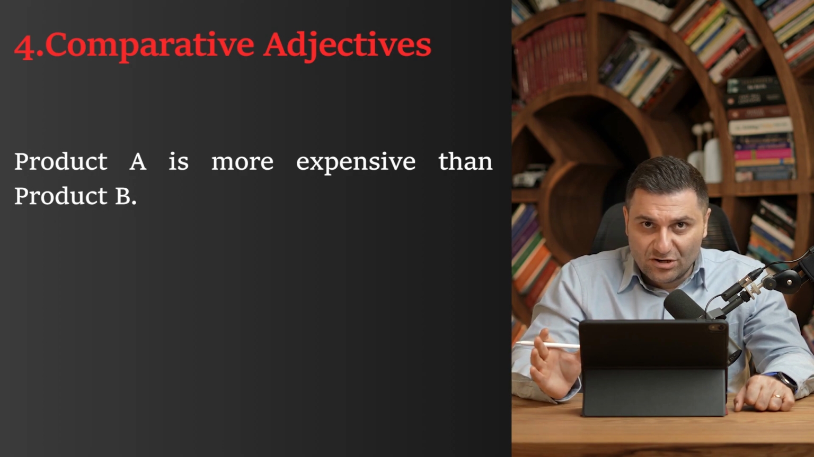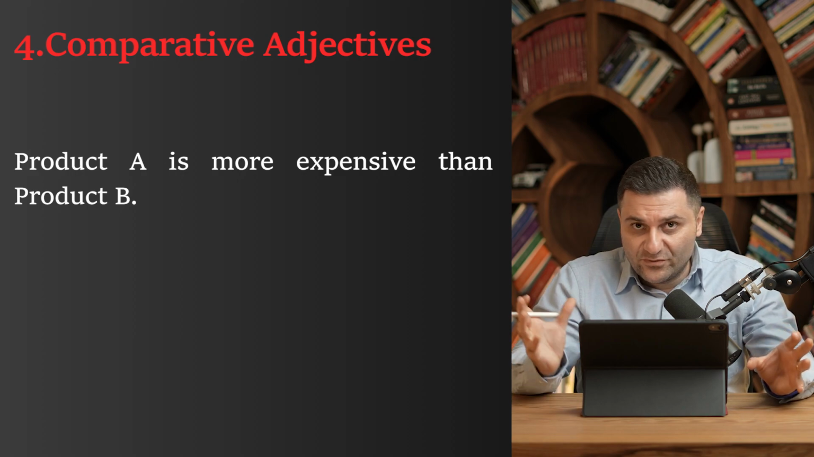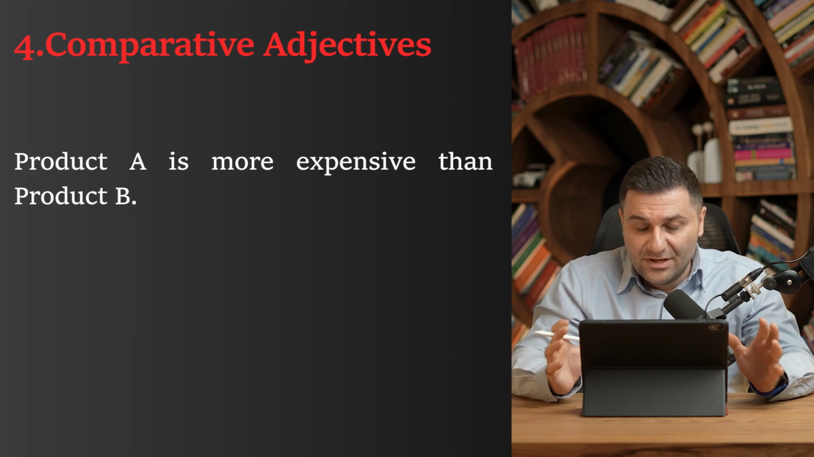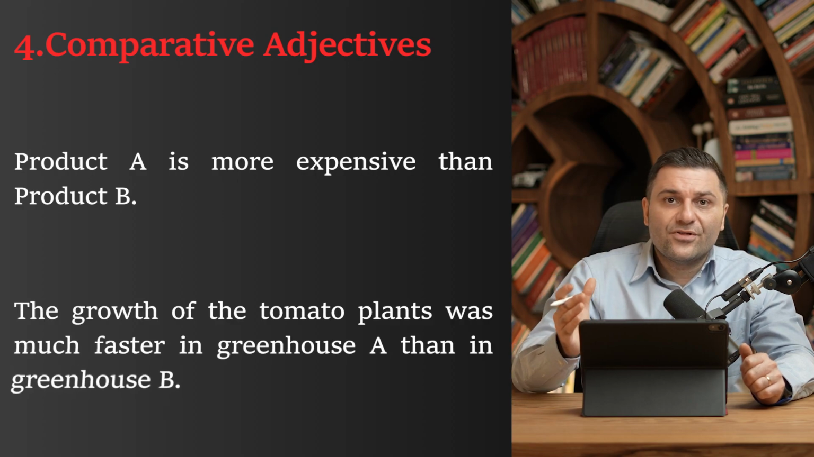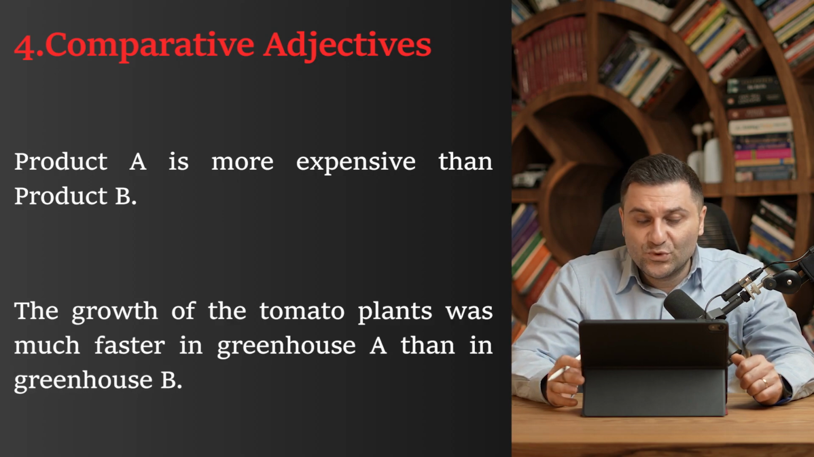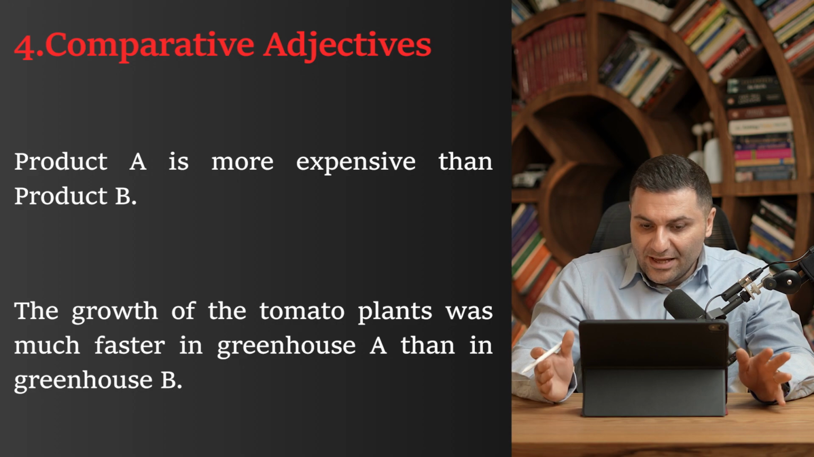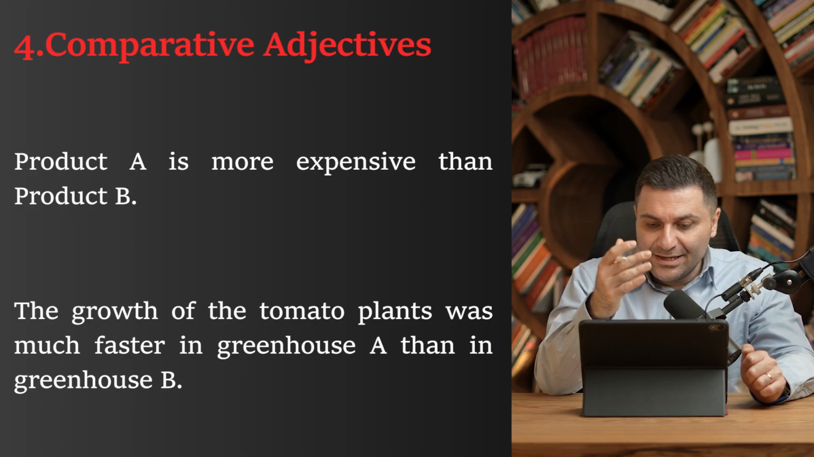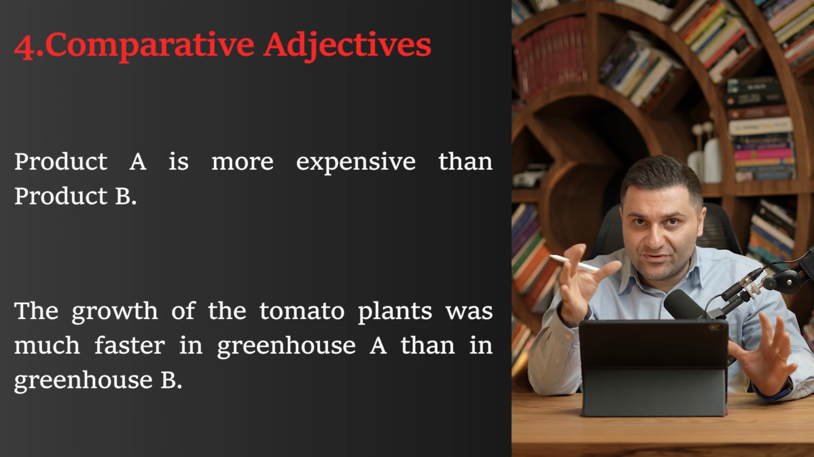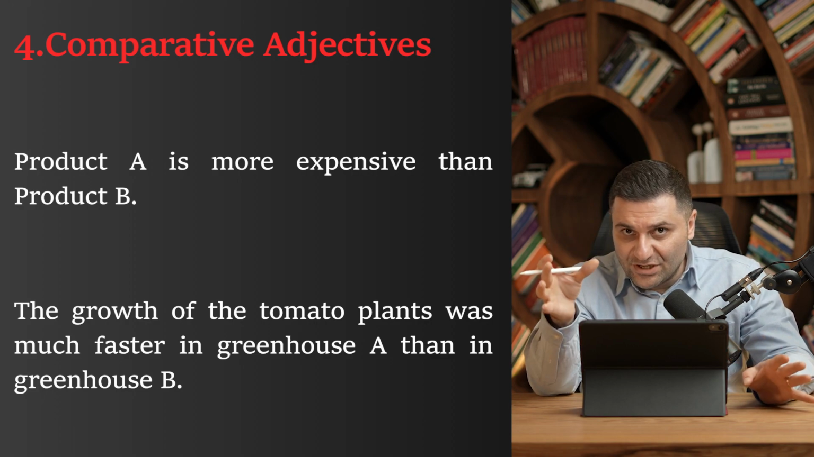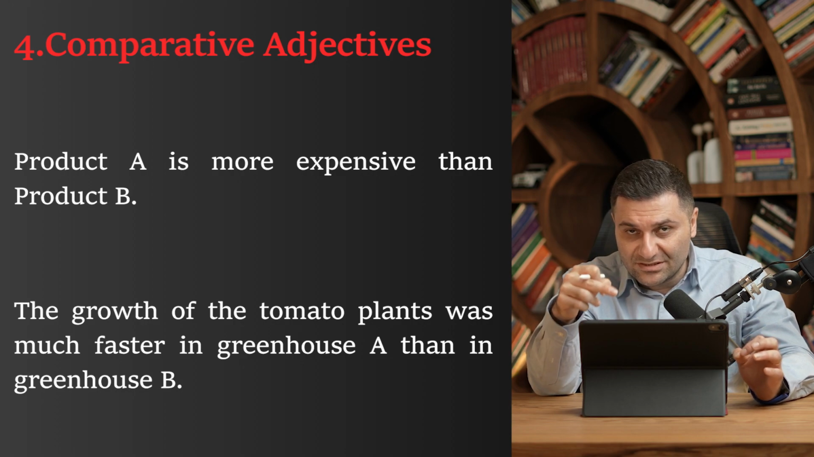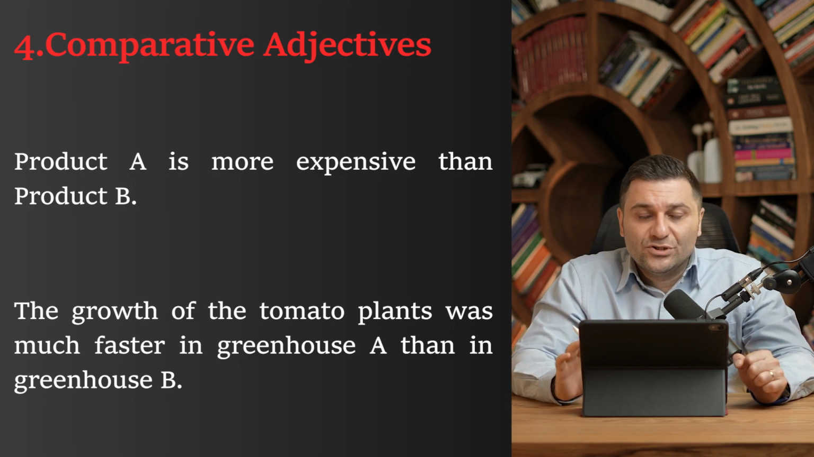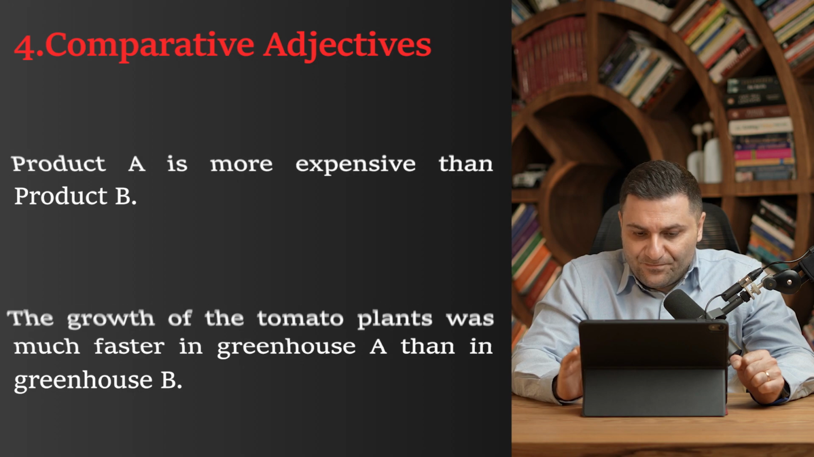This is our first structure. We have our first noun phrase and then a second noun phrase, and we compare these two things. And our second structure: the growth of the tomato plants was much faster in greenhouse A than in greenhouse B. So greenhouse A is our first option, option A, and greenhouse B is our second option. So this is our second structure when we want to use comparative adjectives.